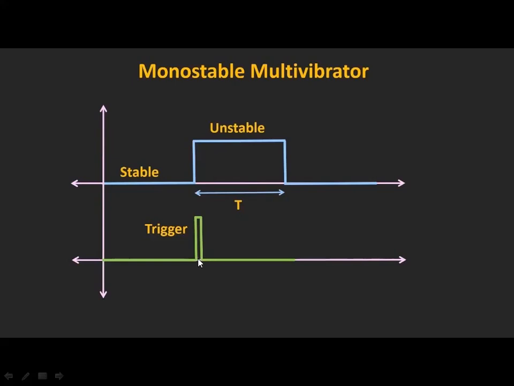After the trigger pulse is applied, it stays for a time period T. This time period T depends upon the components we have used in the multivibrator, mainly the time constant components, like a resistor and capacitor. So this time period depends upon the resistor and capacitor values. Now we are going to design a monostable multivibrator using our 555 timer and see how.